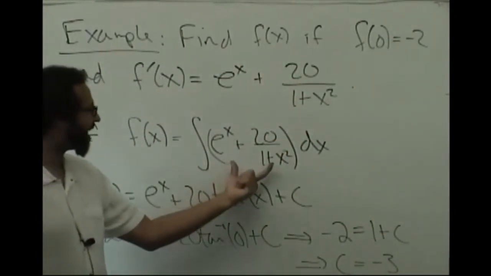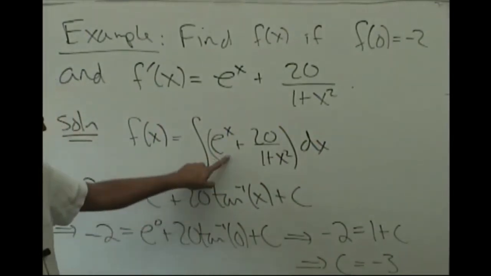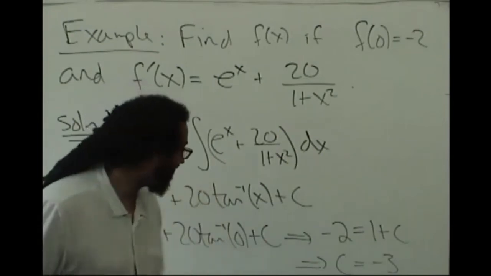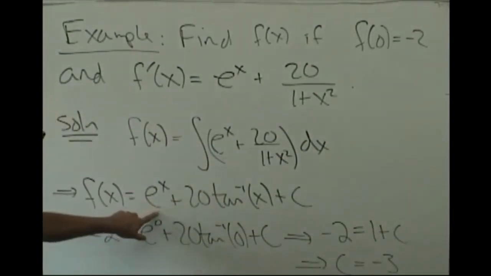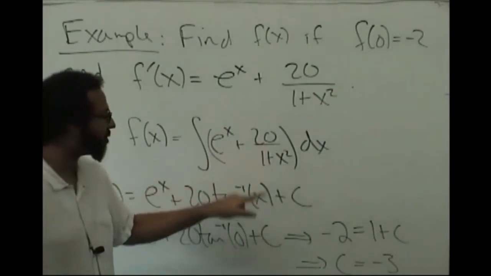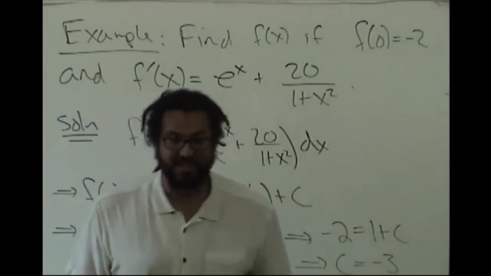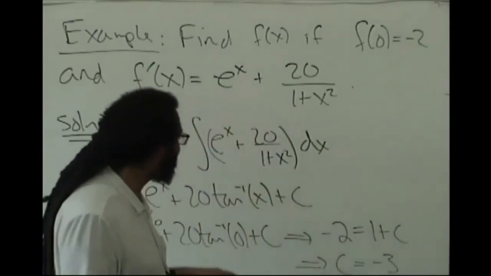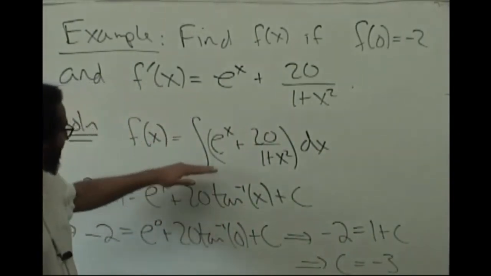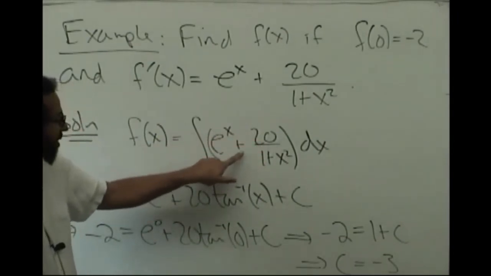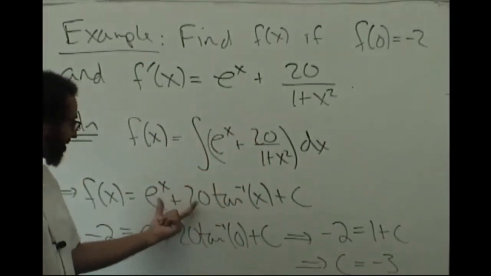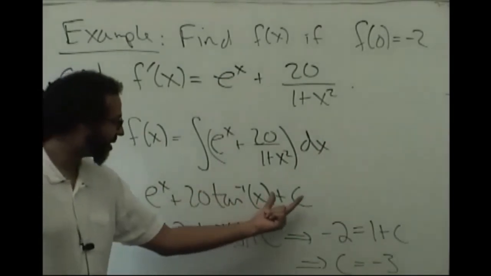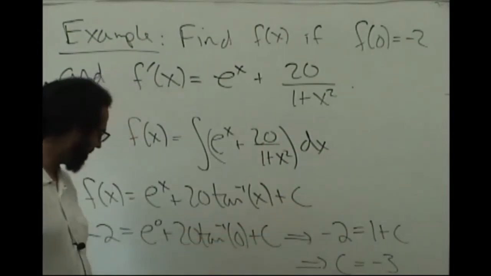So I know that f of x is the antiderivative of this thing. Well, what is the antiderivative of e to the x? Well, I need to think of a function whose derivative is e to the x. That's just e to the x. So here I'm going to get e to the x. And now 20 times 1 over 1 plus x squared. I need to think of a function whose derivative is 1 over 1 plus x squared. That's tangent inverse. So the antiderivative of e to the x plus 20 over 1 plus x squared is just e to the x plus 20 tangent inverse of x plus some constant of integration c.